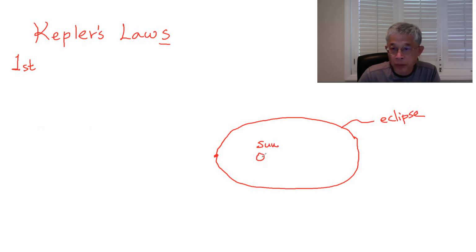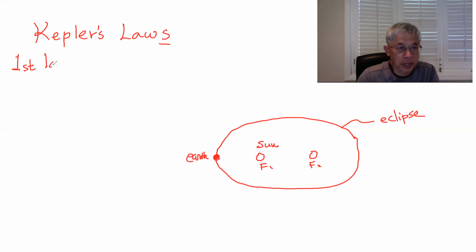And the sun is in one of the foci, right? So there are two foci. There's one of the foci. That's not a focus. So this is F1, this is F2, right? The foci. And this is the planet. So this planet can be Earth, can be Mars, can be Jupiter, right? So let's just say this is the Earth right now, for example. Okay. So that's the first law.